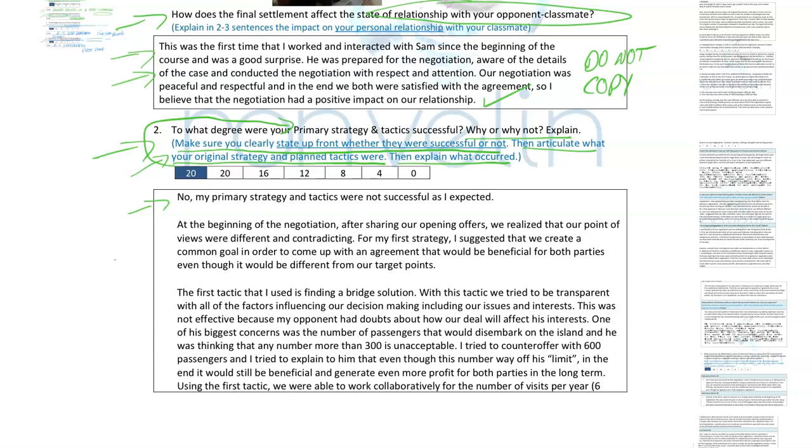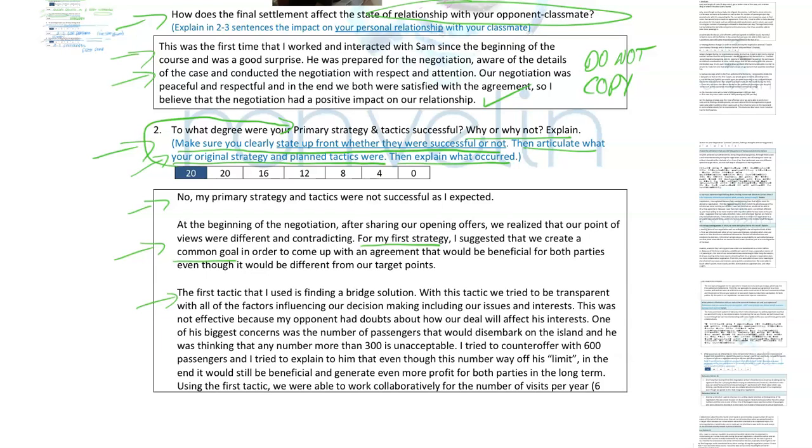Then he goes on to say in the first main paragraph, "At the beginning of the negotiation, after sharing our opening offers, we realized that our point of views were different and contradicting. For my first strategy," and now he's saying it in the first paragraph, "I suggested that we create a common goal." Now this is one of the strategies for integrative negotiation, "in order to come up with an agreement that would be beneficial for both parties, even though it would be different from our target points. The first tactic that I used is finding a bridge solution. With this tactic, we tried to be transparent with all of the factors influencing our decision-making, including our issues and interests. This was not effective because my opponent had doubts about how our deal will affect his interests."